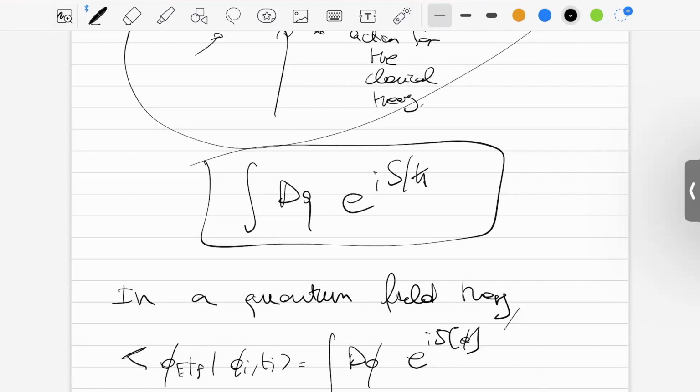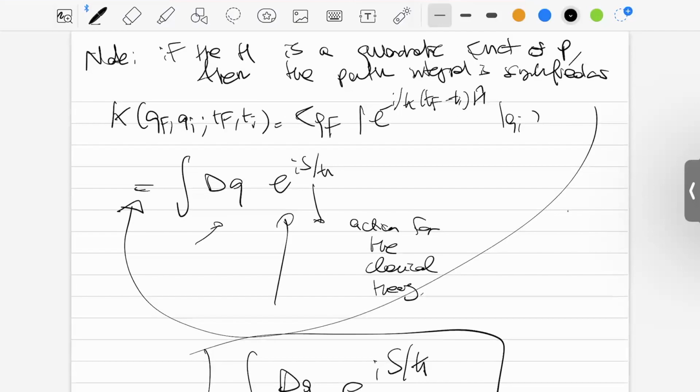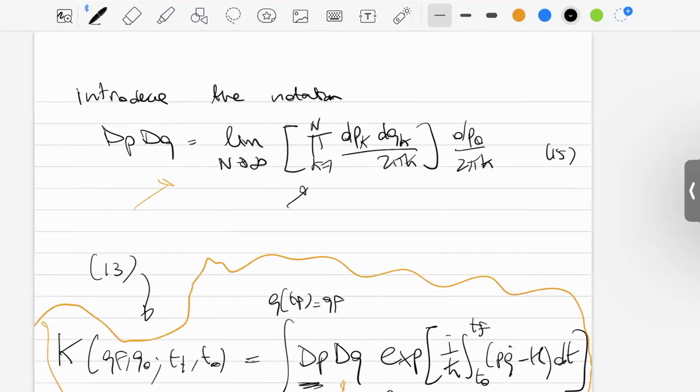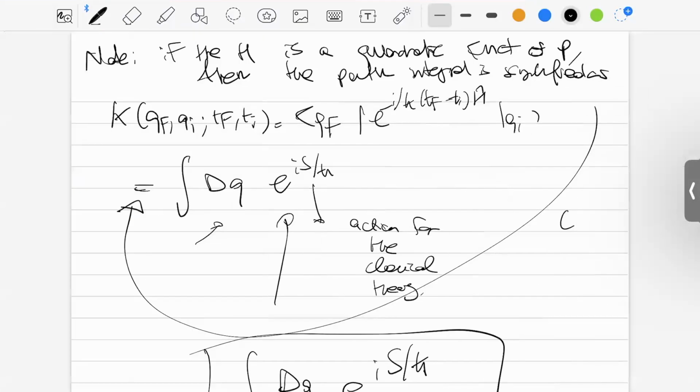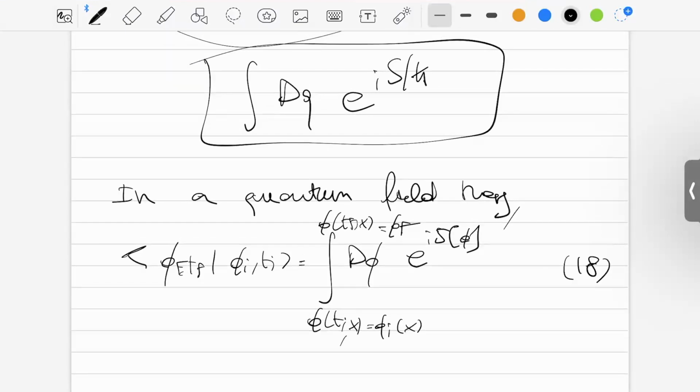With always the boundary conditions, phi of t_i is equal to phi_i, and phi of t_f is equal to phi_f. So this was my equation, 16, I think 17, and then this 18. This is the form of a generic transition amplitude or propagator, as you want, computed in terms of a path integral.